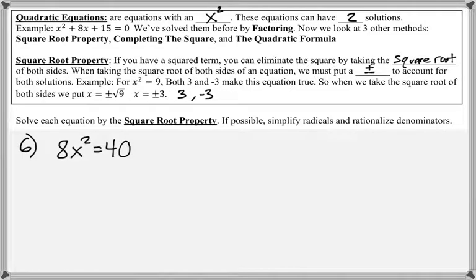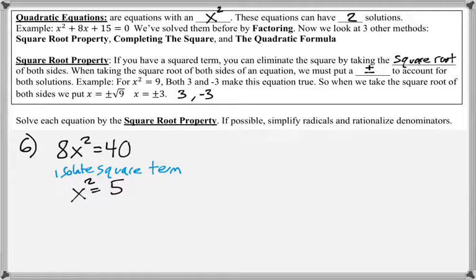So they want us to solve each equation by the square root property, and then if possible simplify radicals and rationalize denominators. So I need to get the square term isolated. So isolate the square term, meaning I need to divide both sides by 8. So this would be x squared is equal to 5.